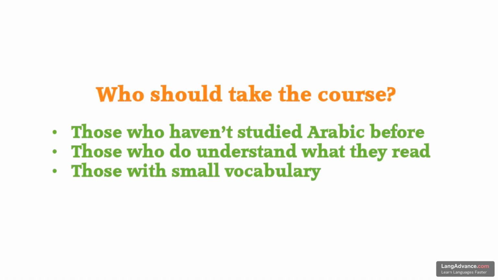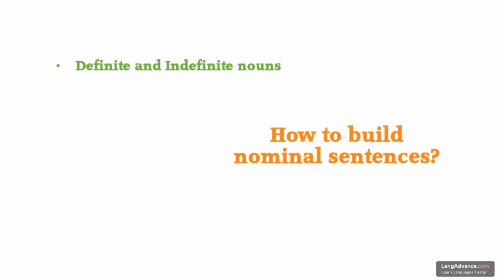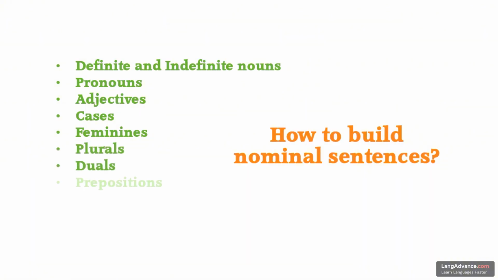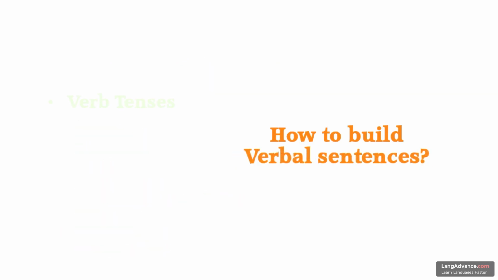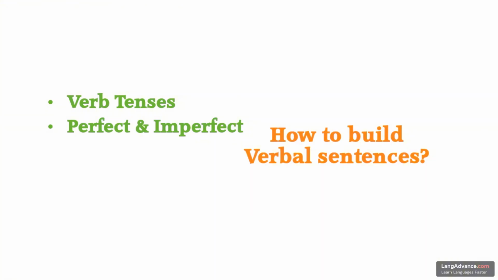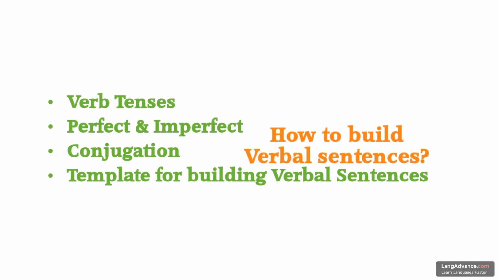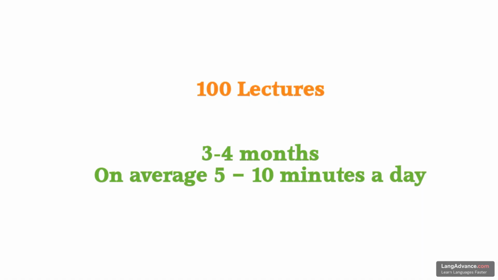While learning how to build nominal sentences, you will also learn definite and indefinite nouns, pronouns, adjectives, cases, feminines, plurals, duals, prepositions, adverbs of time and place, possessives, demonstratives, comparatives. For verbal sentences, you will learn about verb tenses, perfect and imperfect, simple verbs conjugation, template for building verbal sentences. The course consists of 100 lectures, and if you complete one lecture a day, you will complete the course in 3 to 4 months.